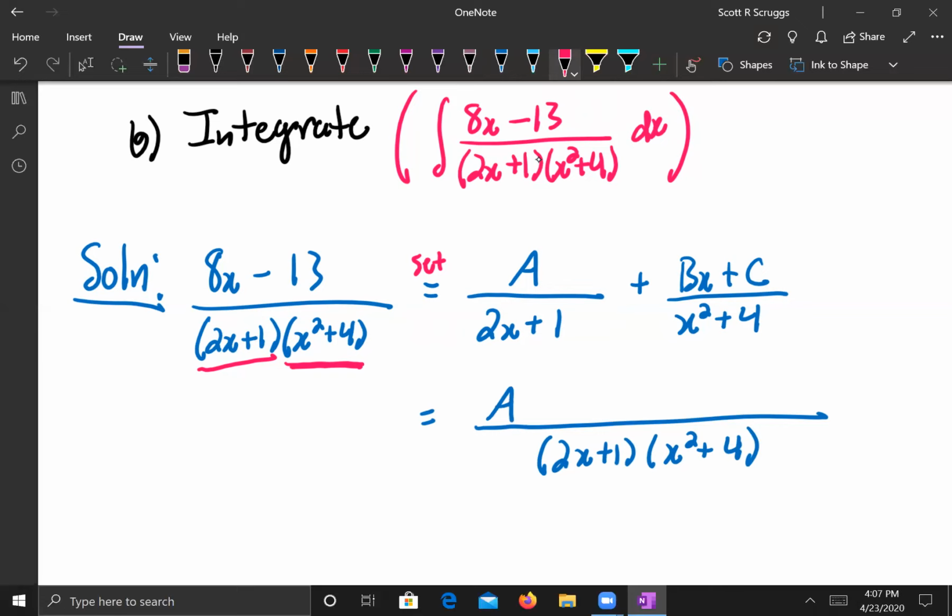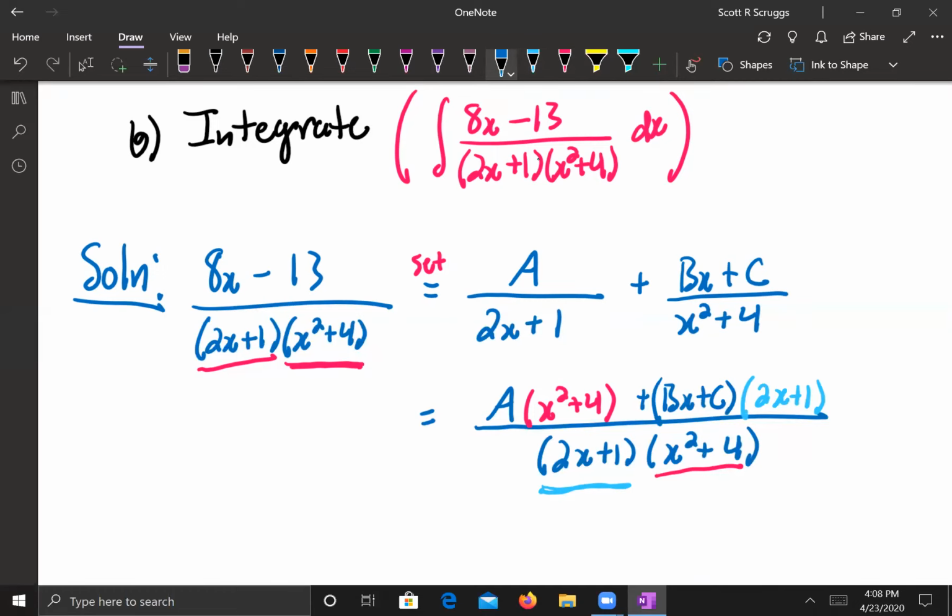So for the first rational function on the right-hand side, I am missing an x squared plus 4. So that will be A times x squared plus 4 if I decided to multiply and combine them together. Now for the second rational function, I'm missing a 2x plus 1. And so if I decided to combine the two rational functions on the right-hand side, I'll have to multiply the second one by 2x plus 1.